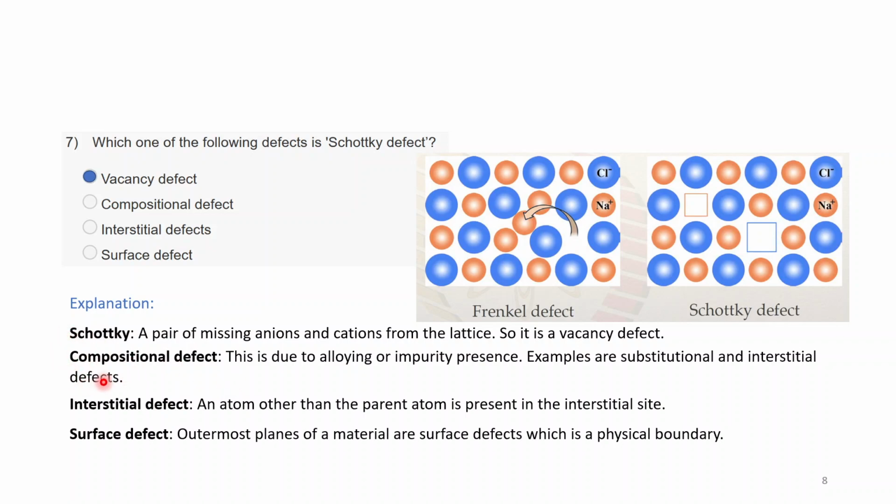In the case of a compositional defect, you'll have some difference in composition from a pure metal, so there will be impurity present. Substitutional and interstitial defects are subcategories of compositional defect. In the case of an interstitial defect, you will have an atom other than the parent atom in an interstitial position. A surface defect is just the surface boundaries of a material.